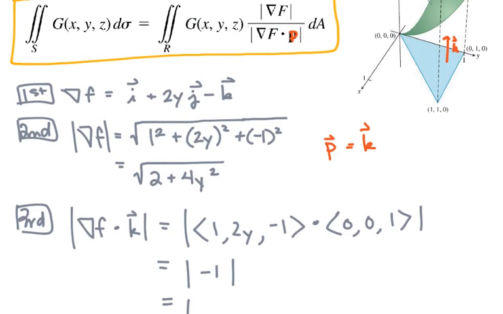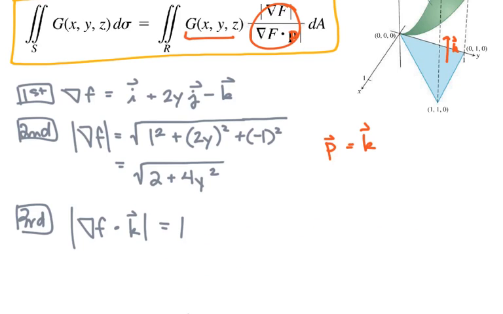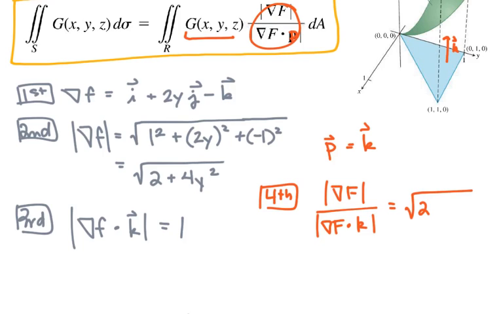So my value up here, I'm going to have that the magnitude of the gradient of f, which was the square root of 2 plus 4y squared, divided by 1. So this value, we know what that value is. We've got our function in terms of x, y, and z. So my fourth step here, the magnitude of the gradient of f divided by the magnitude of the gradient of f dotted with the k vector was the square root of 2 plus 4y squared. And we can simplify that and say root 2 times the square root of 1 plus 2y squared.